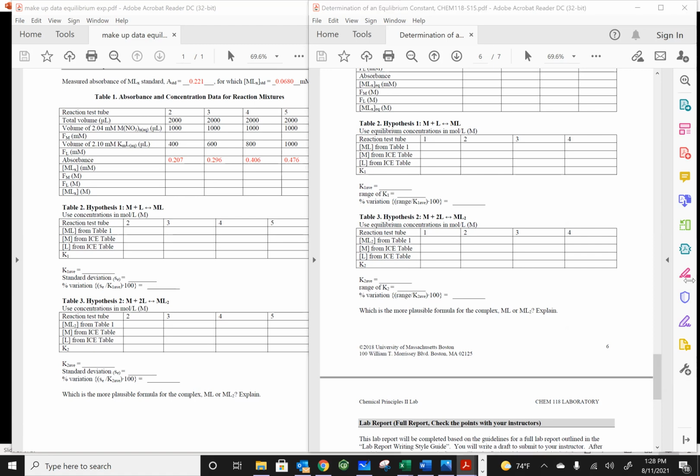Okay, awesome. So B is path length. Path length is 1 centimeter. The path length is the distance that the light travels through the tube. So all of the cuvettes are 1 centimeter in length. That is a standard.